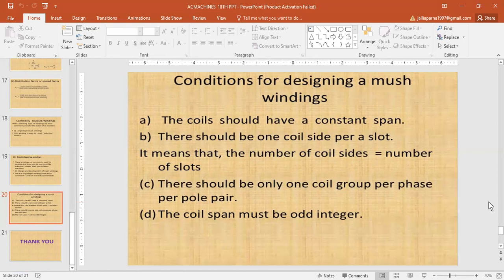The coil should have constant span. There should be one coil side per slot. It means that the number of coil sides equals the number of slots. There should be only one coil group per phase per pole. The coil span must be an odd integer.